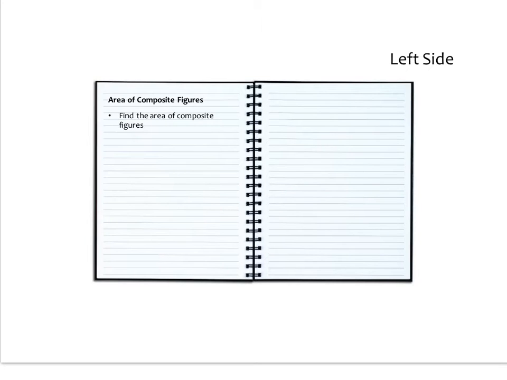Alrighty, so go ahead and set up the left-hand side of your journal and title it Area of a Composite Figure. What we're going to be doing today is actually finding the area of composite figures. So what that means is we need to understand what a composite figure is and remember all of our different area formulas from last year.